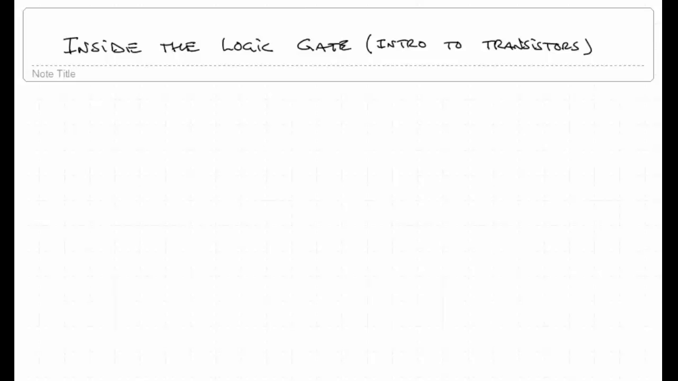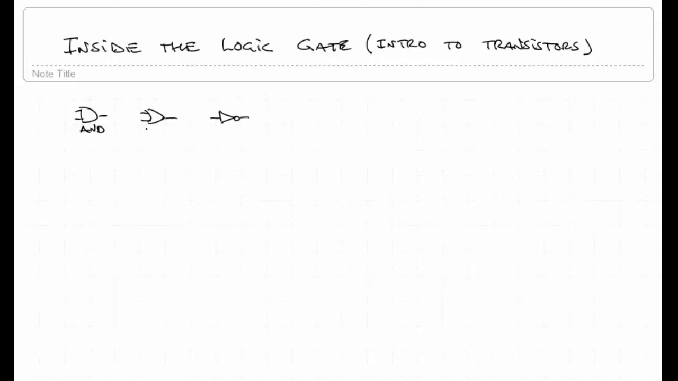In this lesson we're going to take a look inside the logic gate, and this will lead to the introduction of the transistor, specifically the MOSFET or field effect transistor. And where we're going to start is by recalling the basic gates that we have looked at so far in studying an introduction to digital systems. So we have an AND gate, OR gate, and NOT gate.